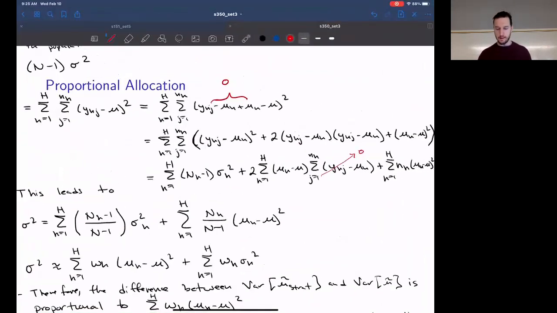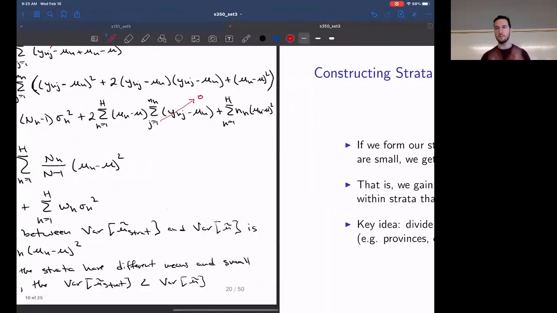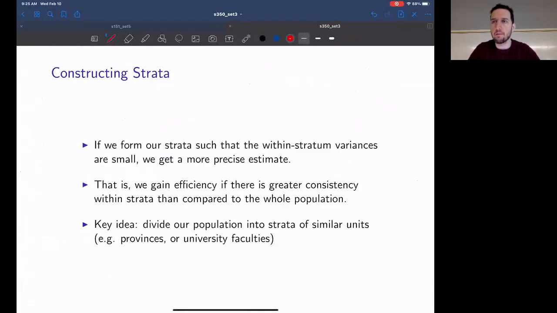Okay, so the next thing we're going to talk about is constructing strata. This is a fairly in-depth conversation, where we will discuss a number of different approaches to constructing strata within a sampling strategy.